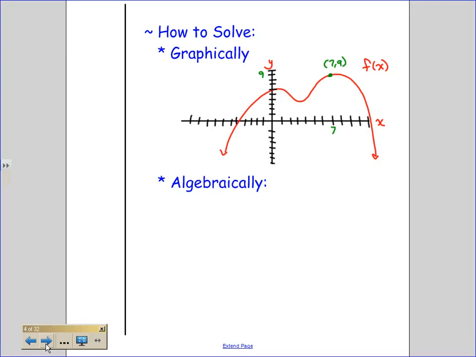How to solve? Graphically. Most of the time, when we do something graphically, we're doing it approximately. Now, I just randomly made up this curve, and I made it all pretty in period 1 with tick marks and numbers, and I picked a point.